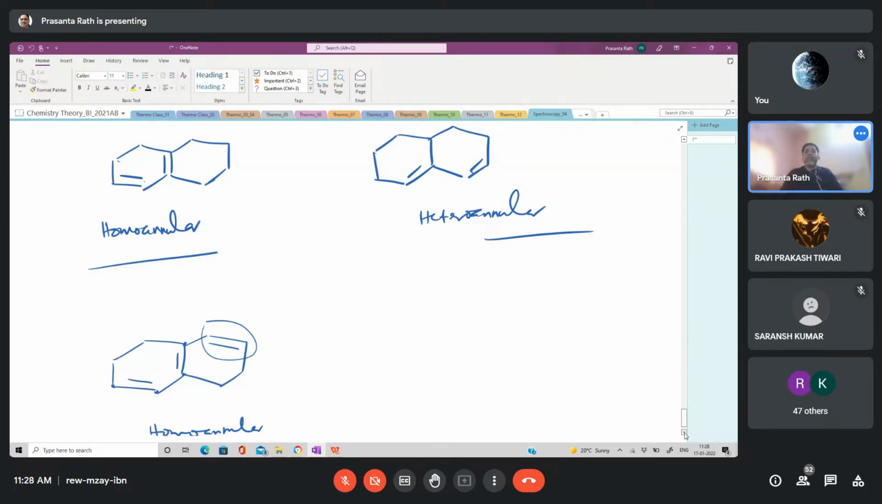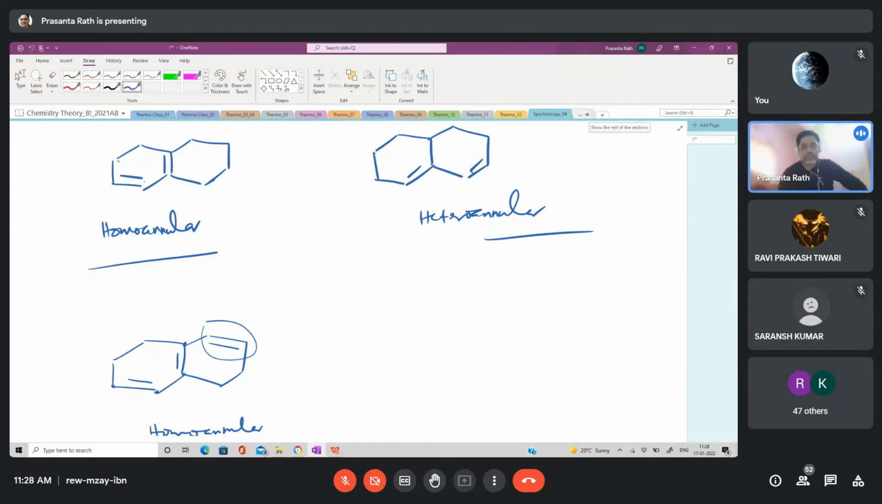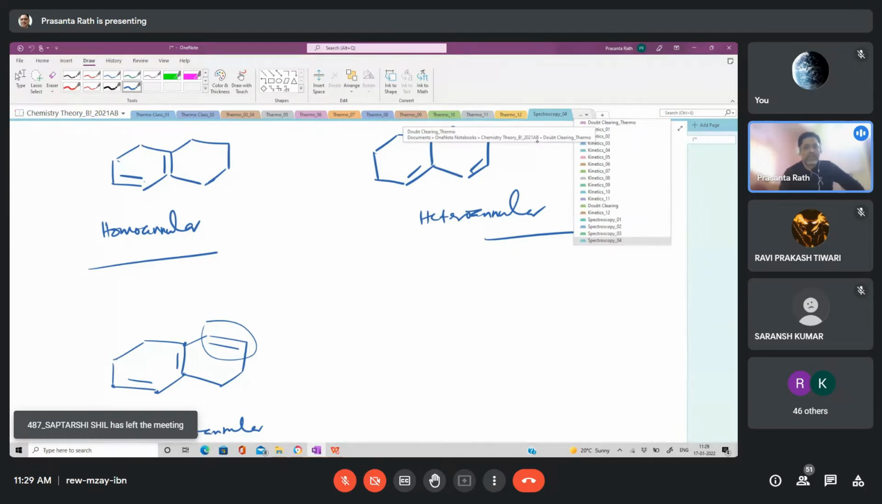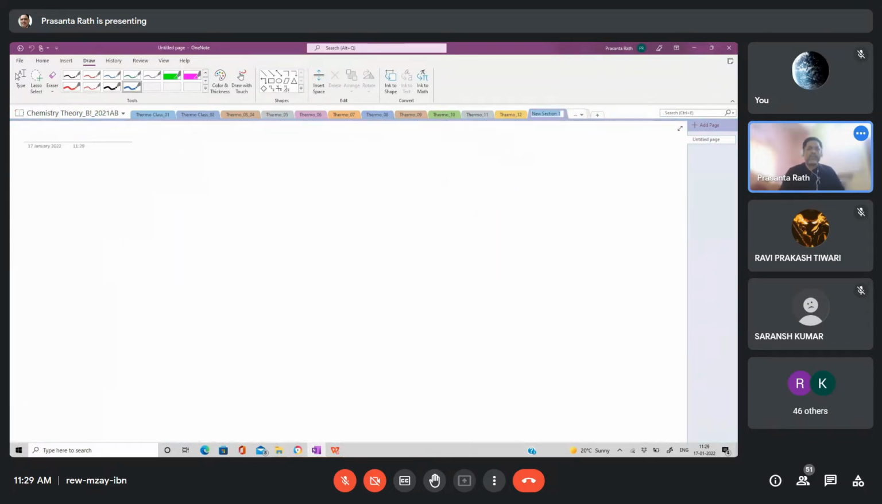So today's class we will try to finish this Woodward-Fieser rule for diene systems, with a few examples. Definitely these three we are going to calculate, and some more examples, and we'll finish the UV visible spectroscopy. So let us start with the first one, the homoannular diene, what I have done there.